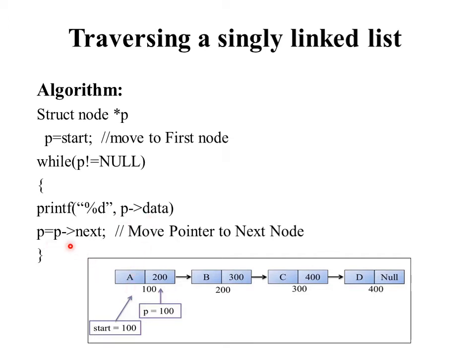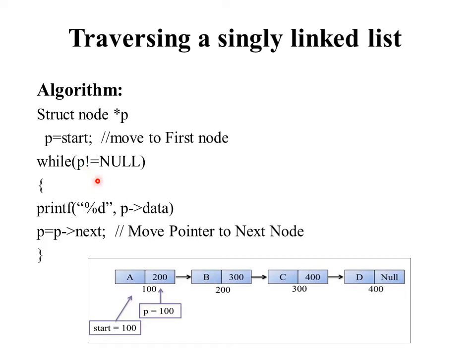Next is P is equal to P points to next. This statement is used to move the pointer to the next node. Means now this pointer points to 200. So 200 means the next node. P points to next means next is 200. So 200 is the second node, and the second node contains data B.